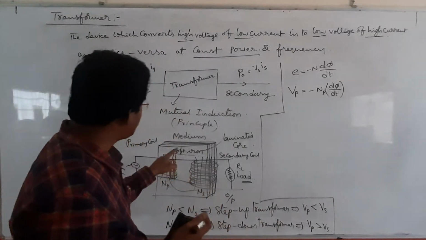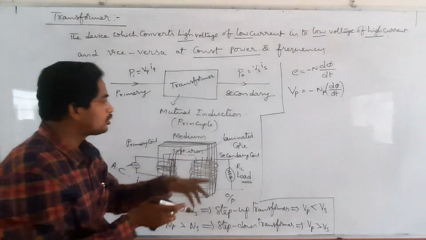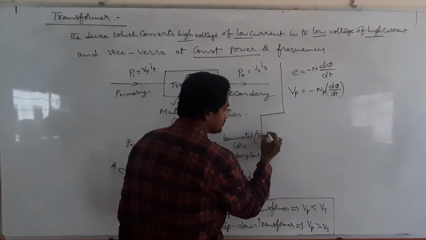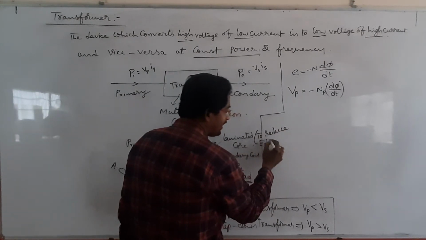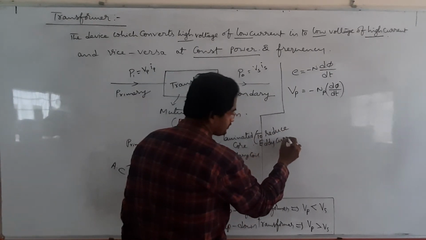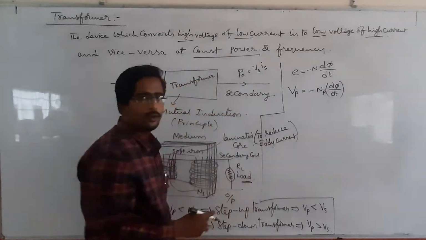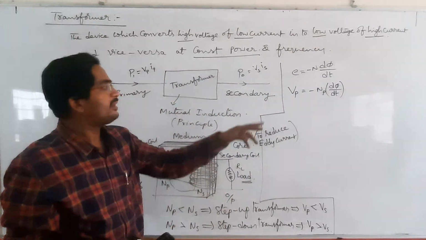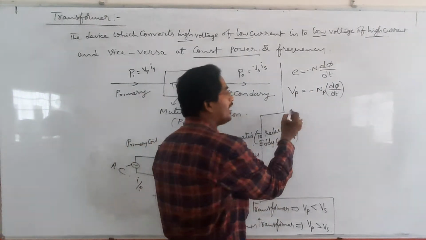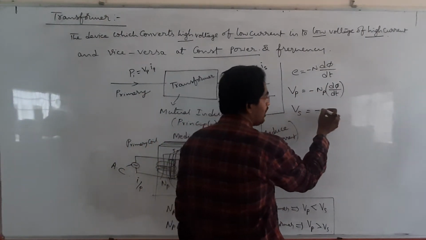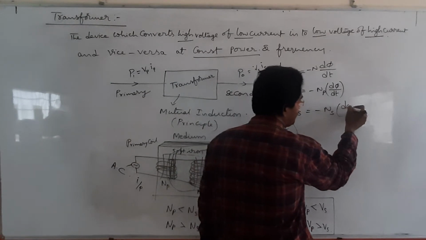Why do we use that laminated core? To reduce eddy currents. Okay, anyhow, what is the Vp value obtained according to this formula? Minus Np into d phi by dt. What about Vs? Minus Ns into d phi by dt.